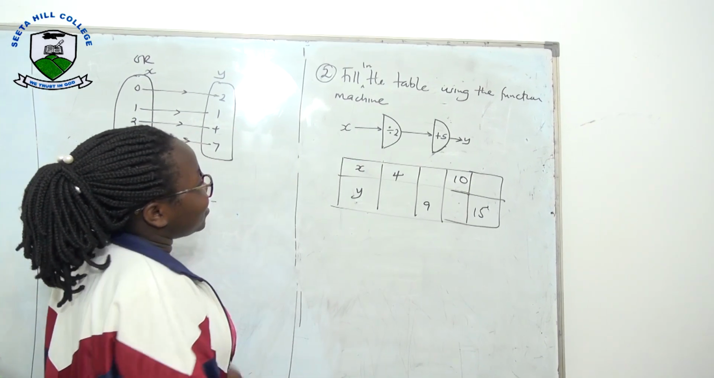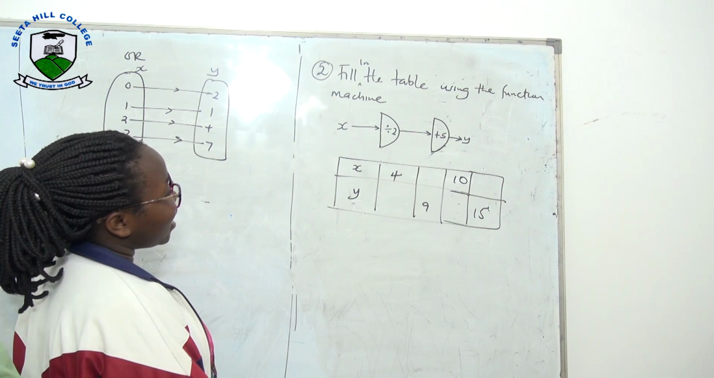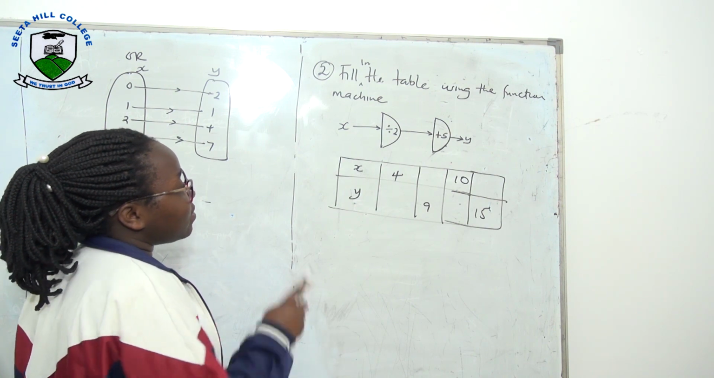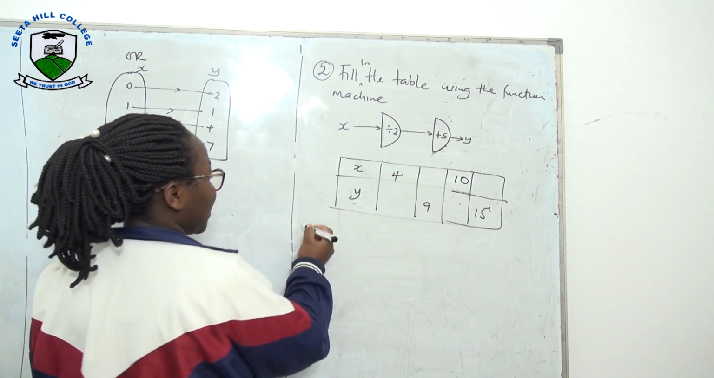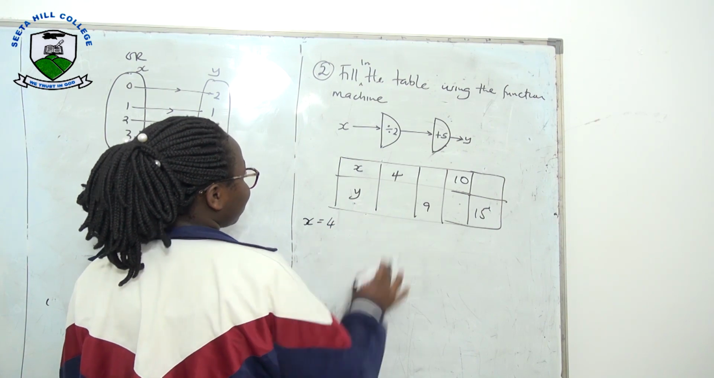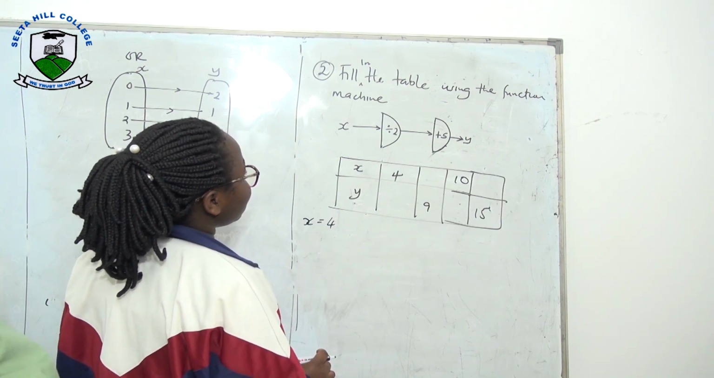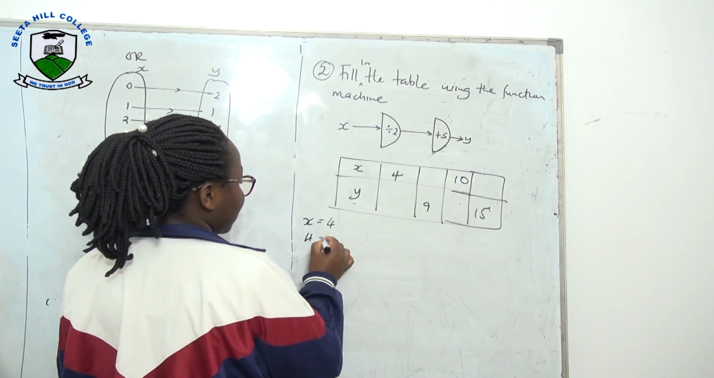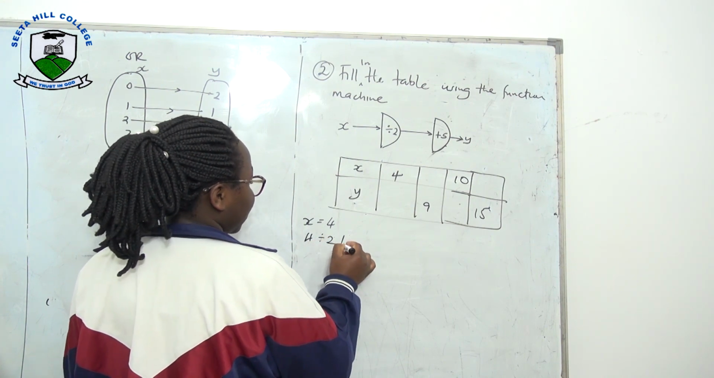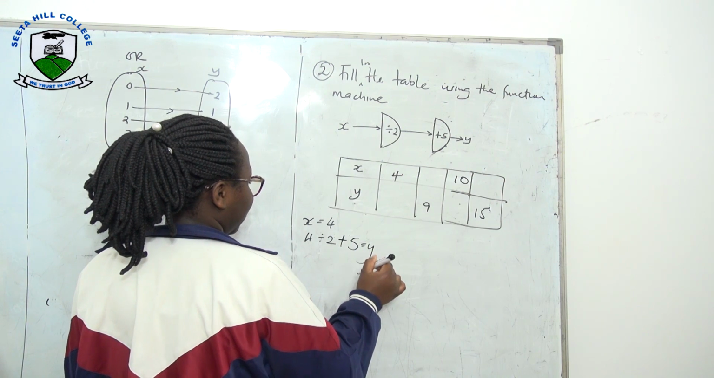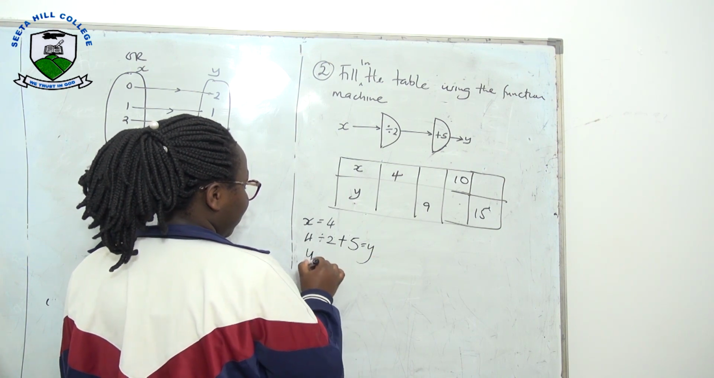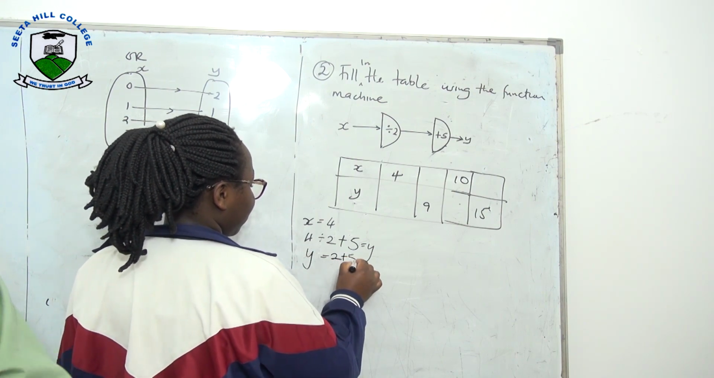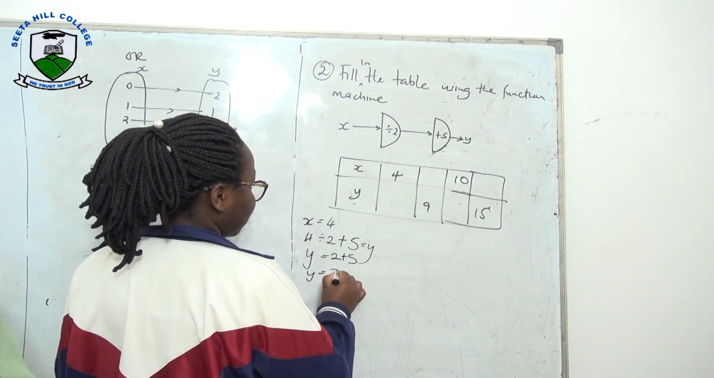Okay, according to the function machine, here we have divide by 2 and plus 5. And according to the table, x is given as 4 for this first column. So we shall substitute in, so it will be 4 divided by 2 plus 5 giving us y. So meaning y is equal to 4 divided by 2, 2 plus 5, so y is 7.